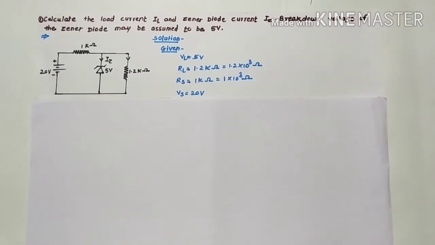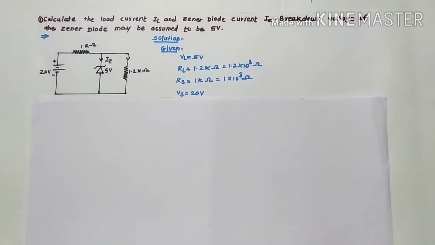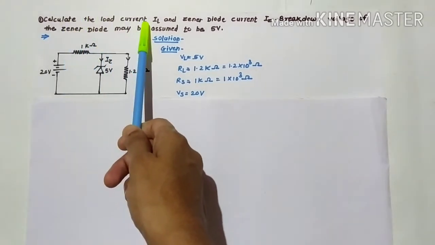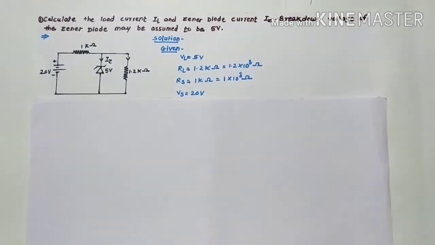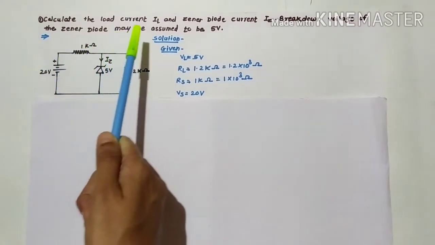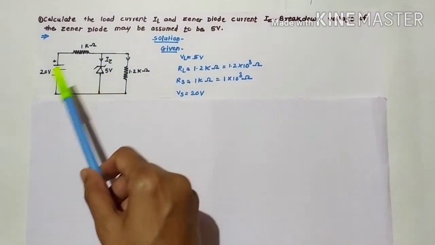For any problem given in the exam, before starting the solution you have to read the problem carefully and observe which terms are given and what we have to find. Now calculate the load current IL and Zener diode current IZ, if the breakdown voltage of the Zener diode may be assumed to be 5 volt. Observe this diagram carefully.